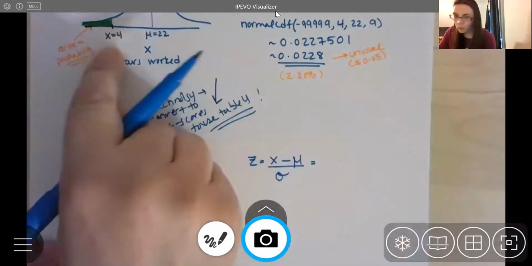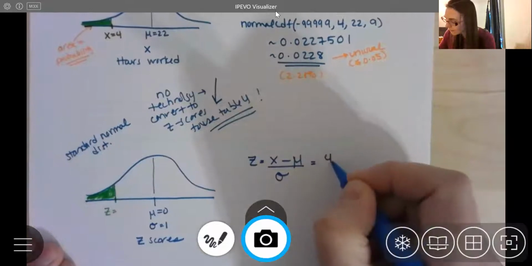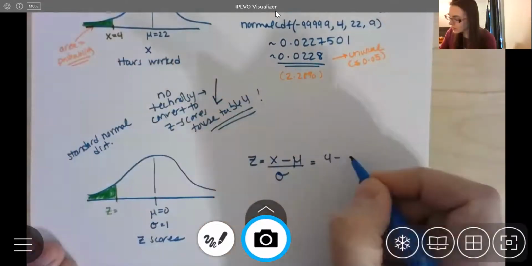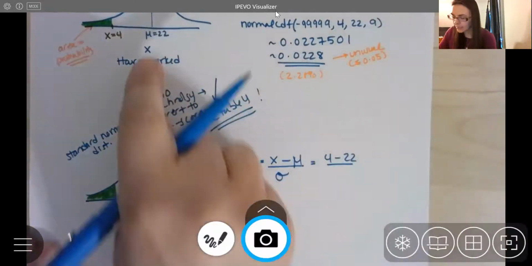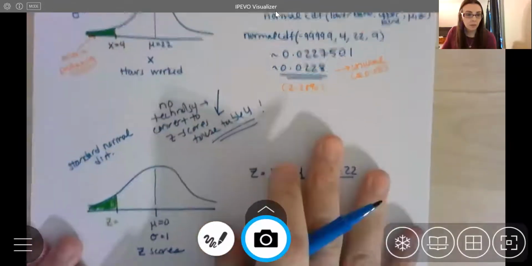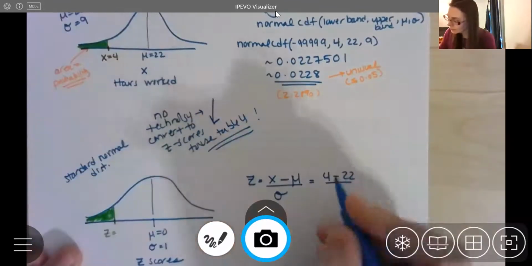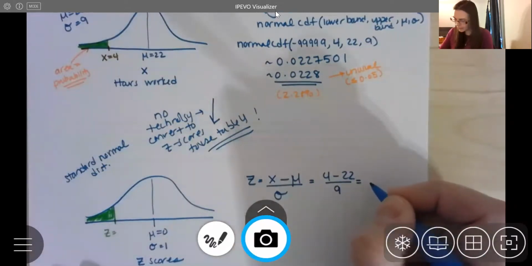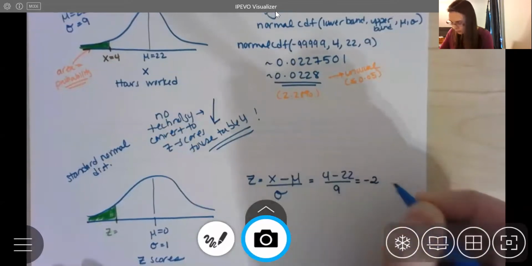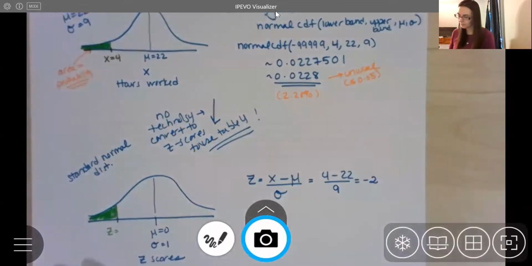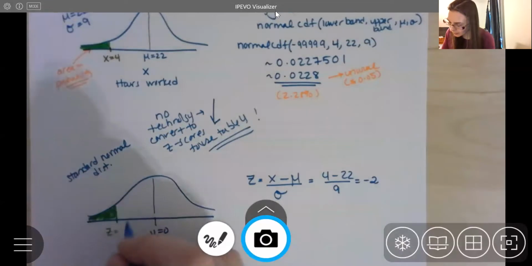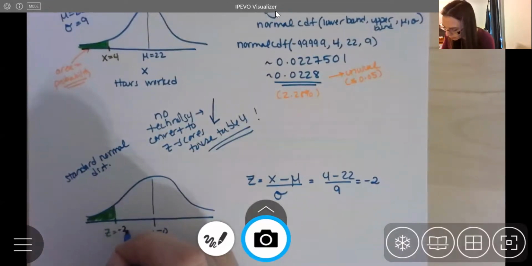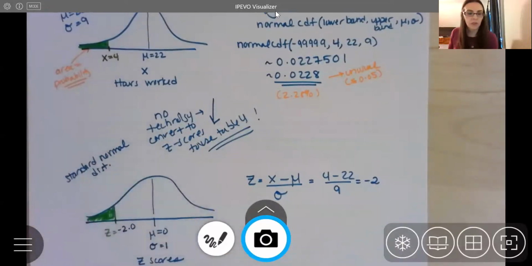So my x value was 4. My old mean was 22. And my standard deviation was 9. So when we do all that out, we actually get the exact value of -2. So our z value here is -2.0, or -2 is fine.